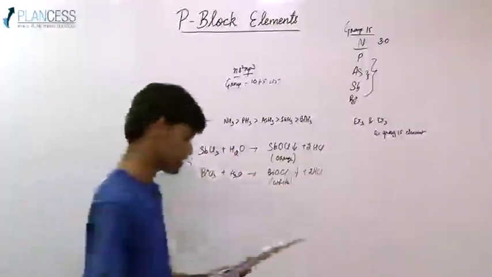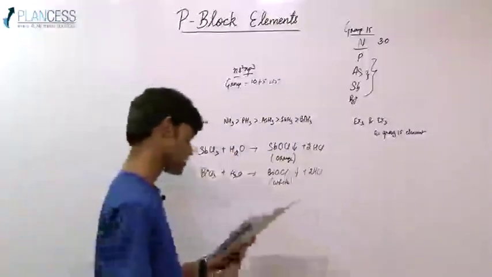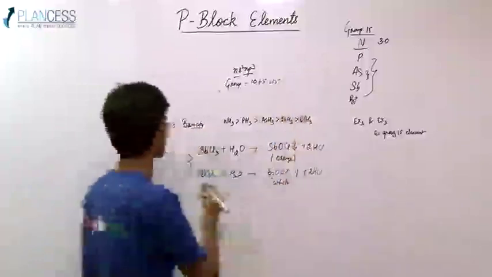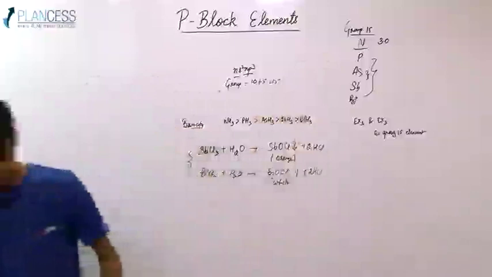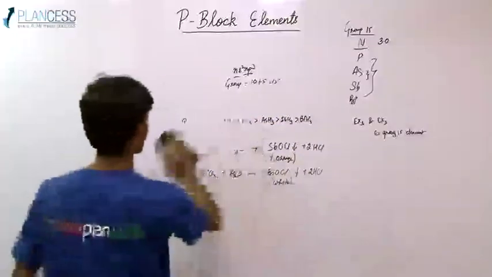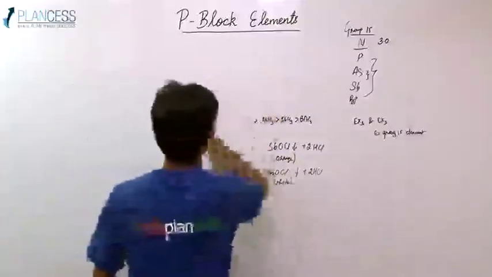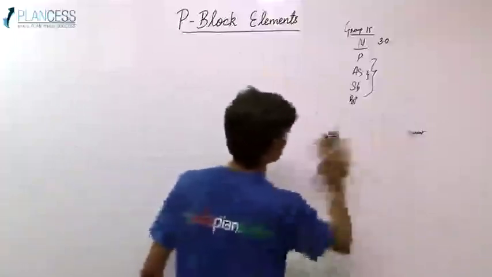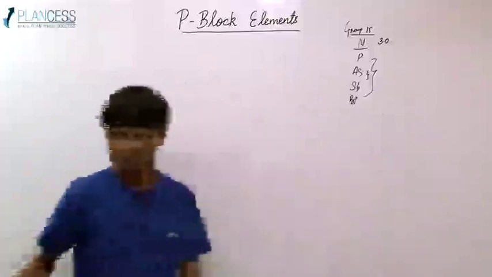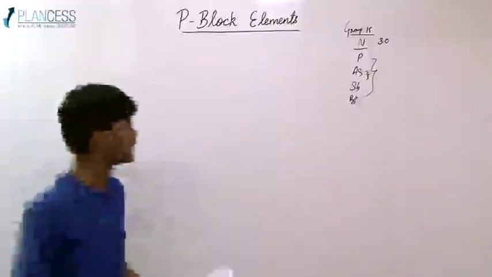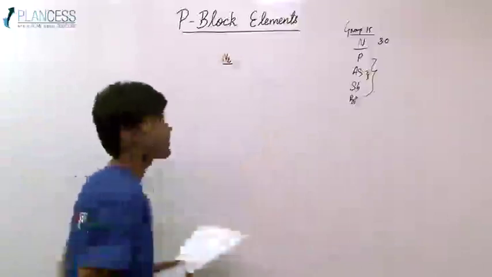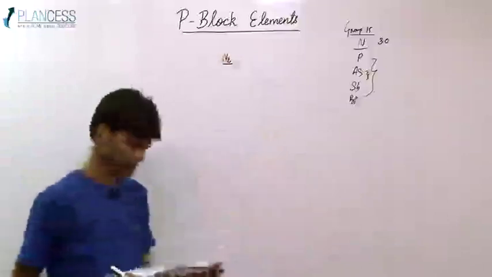Yeah, so this was the reactivity towards halogen. Now talking about the individual, that is coming on to nitrogen. Nitrogen, as you know, in the air has around 78% portion as nitrogen or dinitrogen. N2 is a very inert gas, and at room temperature it is very unreactive.